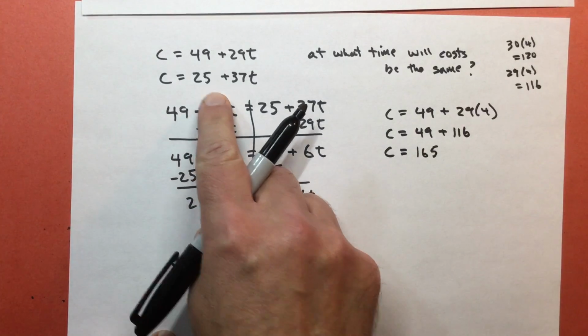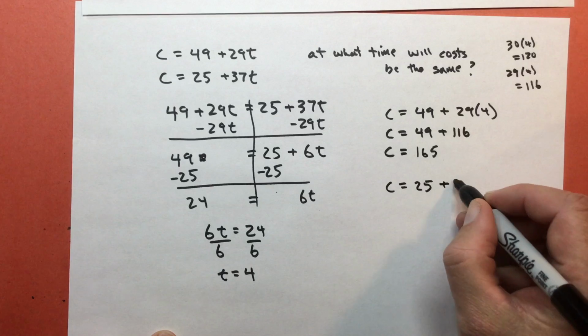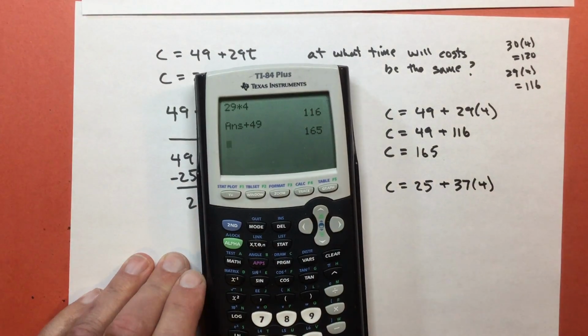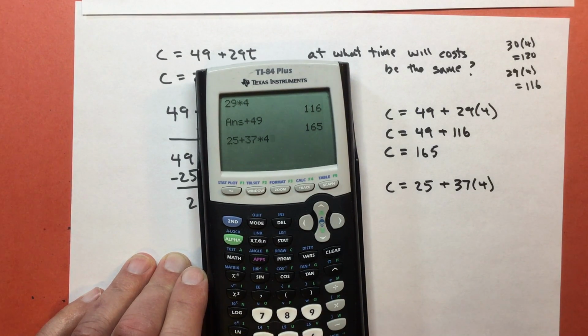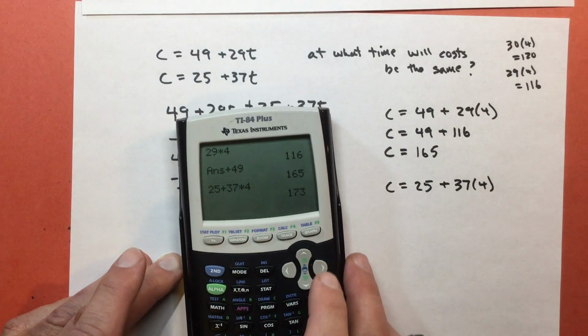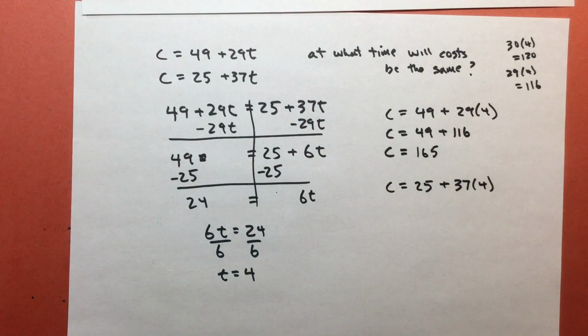Let's check the other one, see if I get the same price. That's 25 plus 37 times 4. If you've got a really cool calculator, you can do that. And I did not get the same thing. So what did I do wrong? Oh, let's see. I've got to check this and see if I made a mistake someplace.